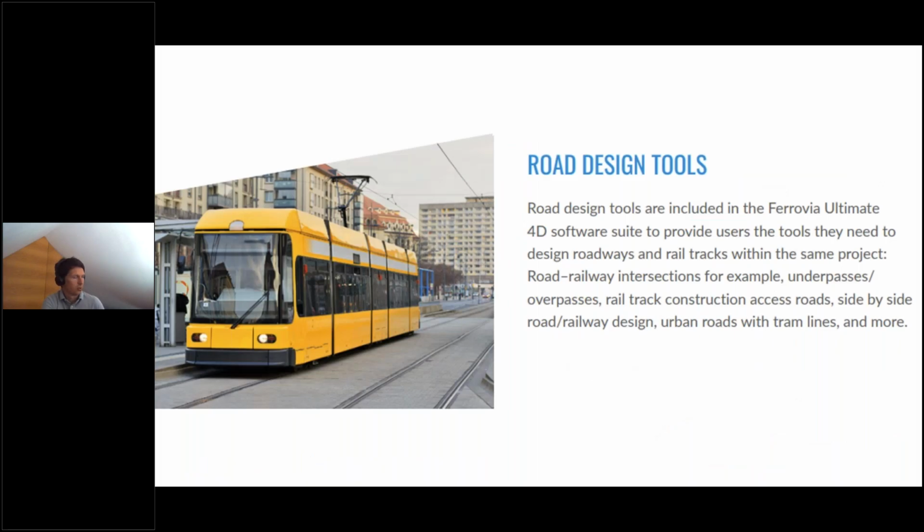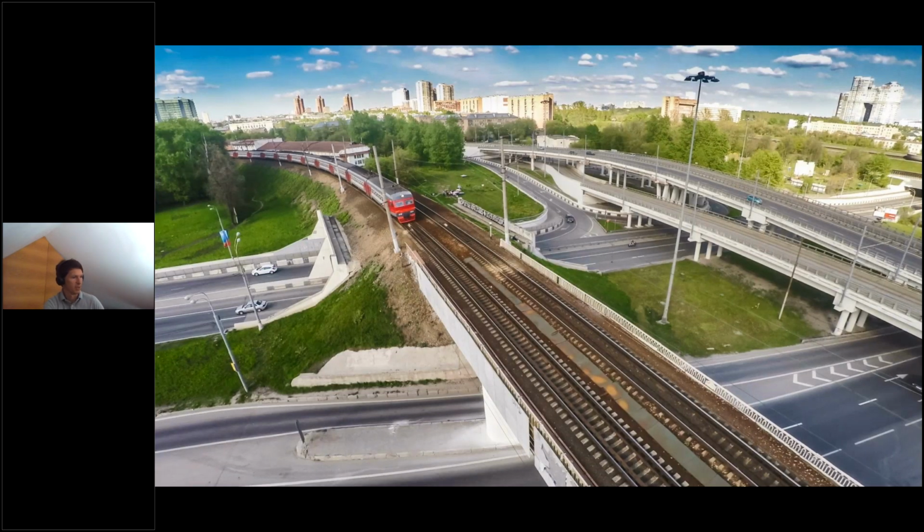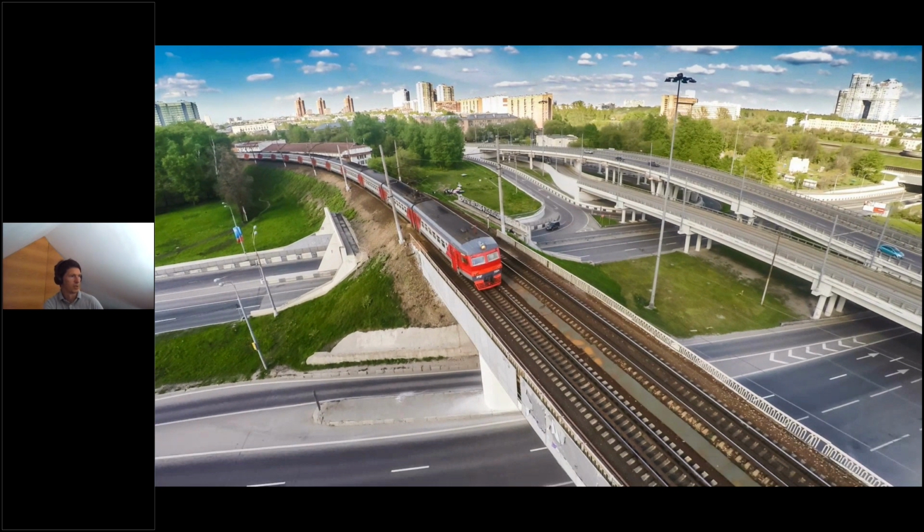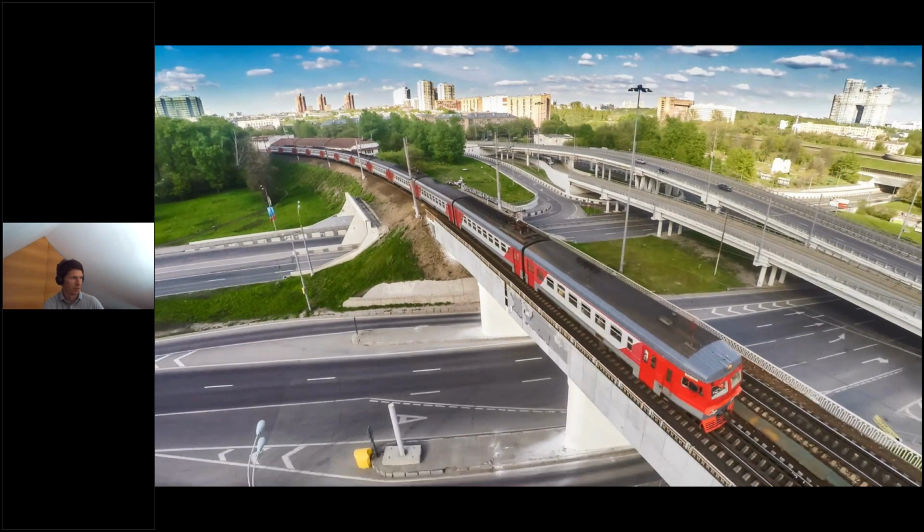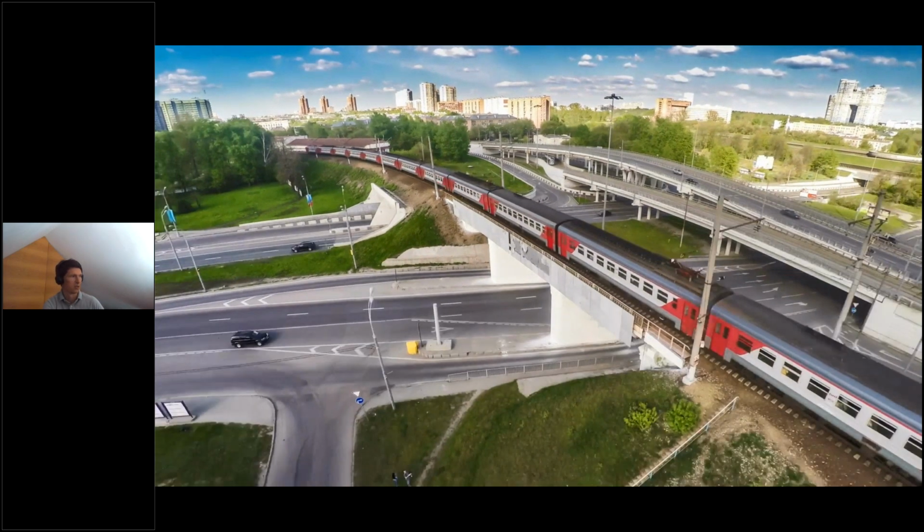Also, not to forget, within the Ferrovia Ultimate license you get all the Platea road design tools. So you might use them for possible access roads, for light rail designs where you have to combine roads and railways within urban areas, or you can do some road design as well within the Ferrovia Ultimate licensing. So in the end, you can create very complex civil projects as well.